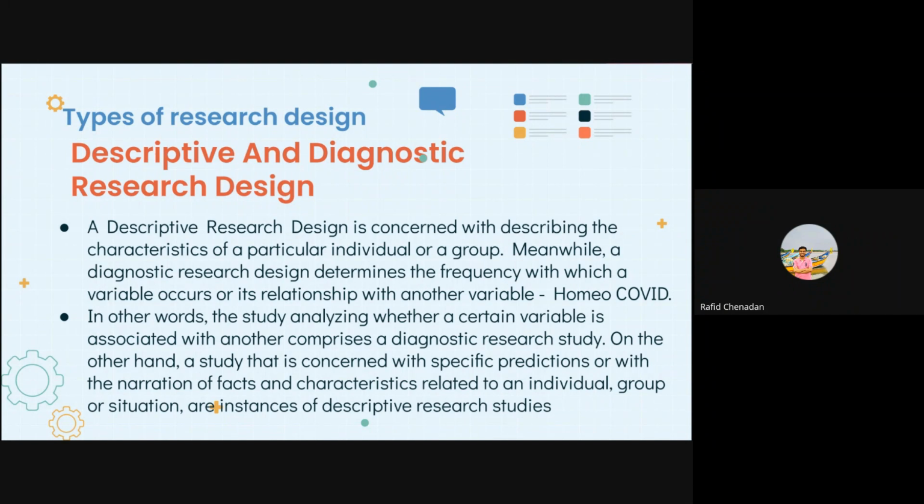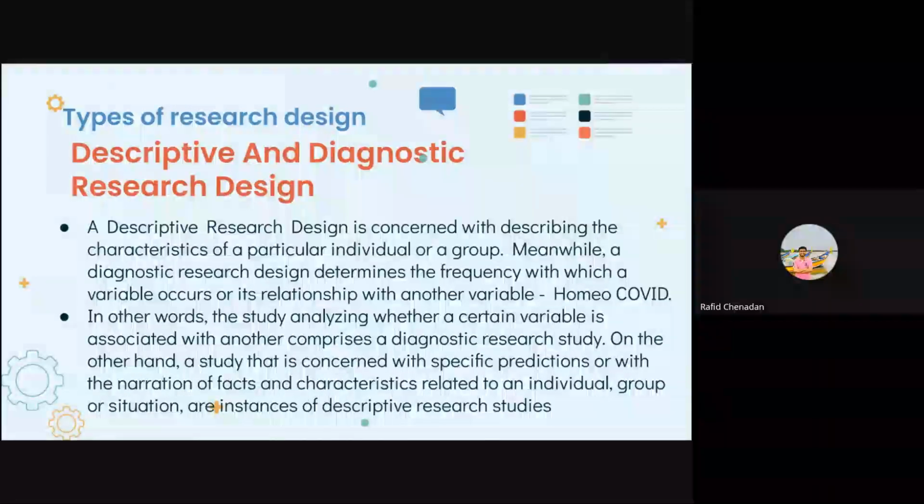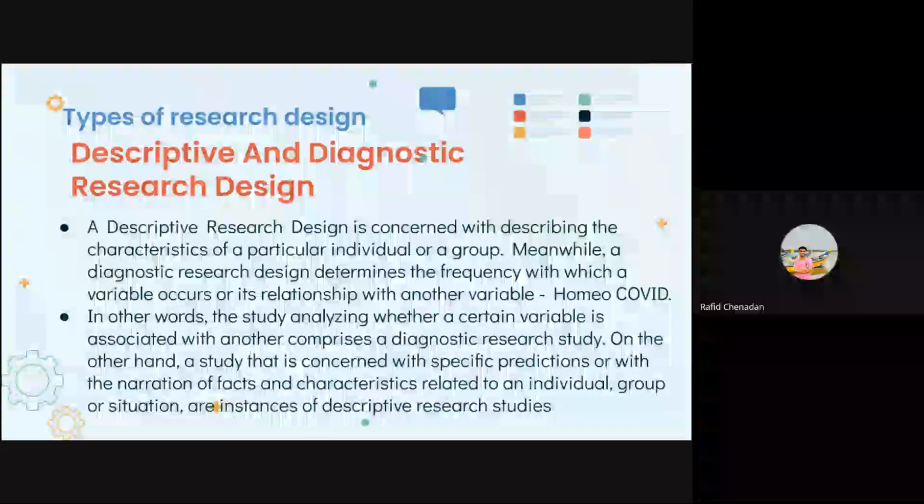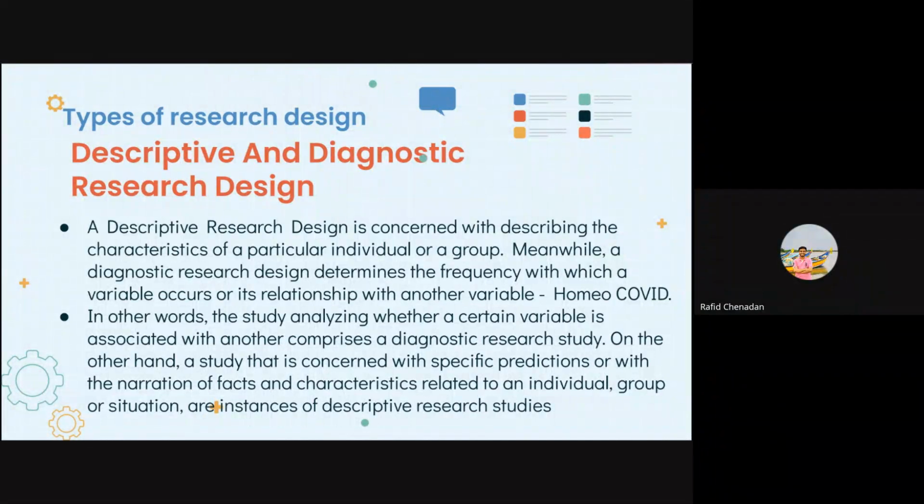Okay, so I'll read the complicated text, because the way they are putting it is making it difficult. A descriptive design basically involves a description of a problem. A descriptive research design is concerned with describing the characteristics of a particular individual or a group. Meanwhile, diagnostic research design determines the frequency with which a variable occurs in relation with another variable.